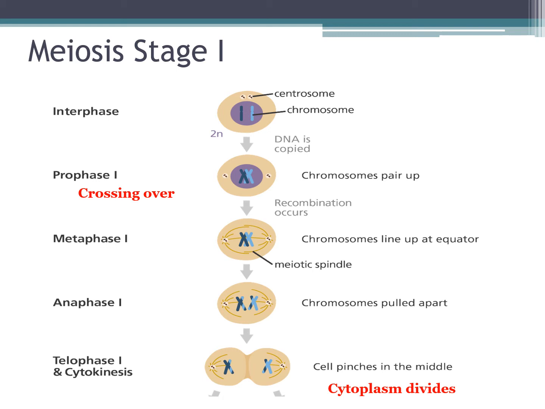Similar to before, in metaphase 1 the chromosomes line up at the equator, and then in anaphase they come apart. Remember that these line up in the middle, and these come apart. Then telophase 1 and cytokinesis, where the cell pinches in the middle and the cytoplasm divides. That's similar to what we had before, but notice now, prophase 1 actually has something called crossing over.